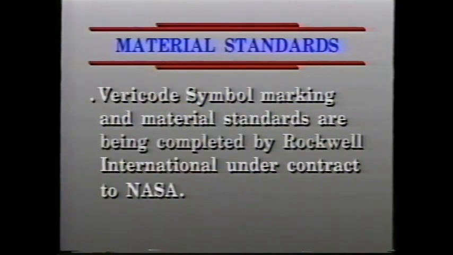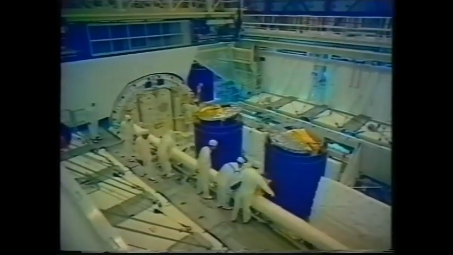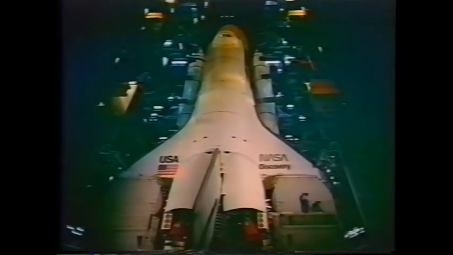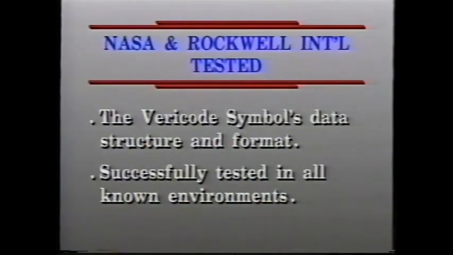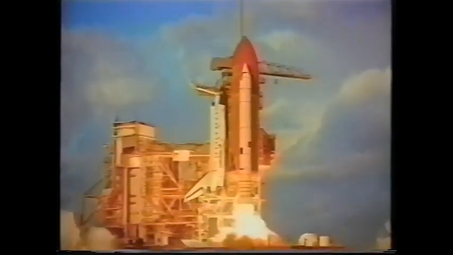The Vericode symbol and the Vera system have been validated by NASA. The Vericode symbol marking and material standards are being completed by Rockwell International under contract to NASA. In their evaluations, all compressed symbologies were reviewed and tested, and the Vericode symbol emerged as the machine-readable symbol of choice. Also tested were the Vericode symbol's data structure and format, with successful tests in all known environments.